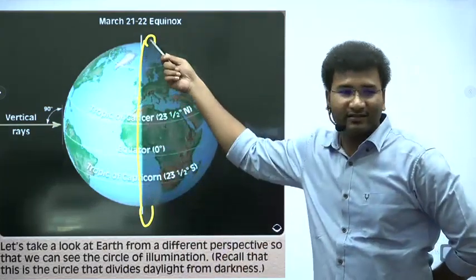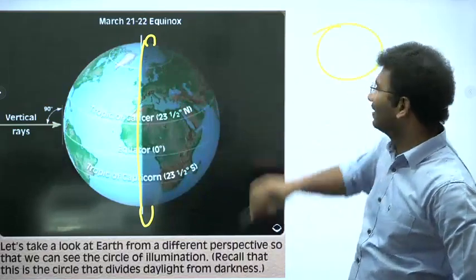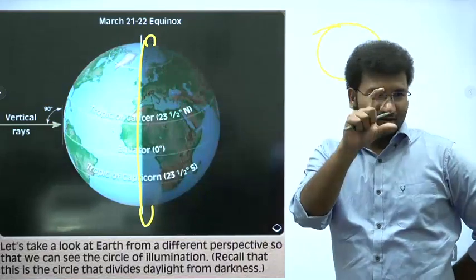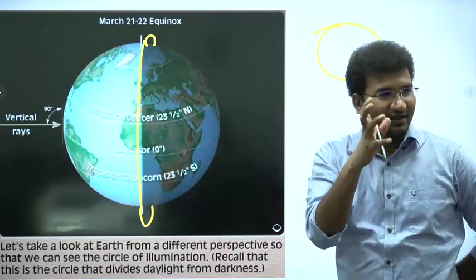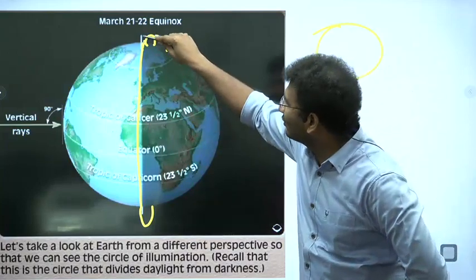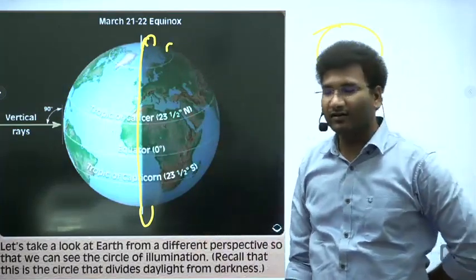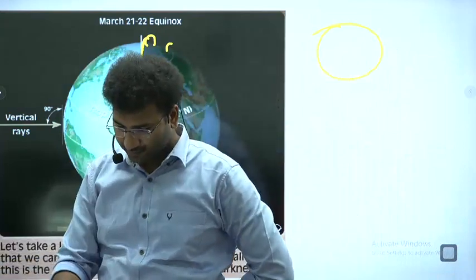Now, always see the earth in 3D. I said at the start, if I draw a circle, you should not see it as a flat snack item. You should see it as a three-dimensional ball. Right? So this is called the circle of illumination. Write down. It is called the circle of illumination.